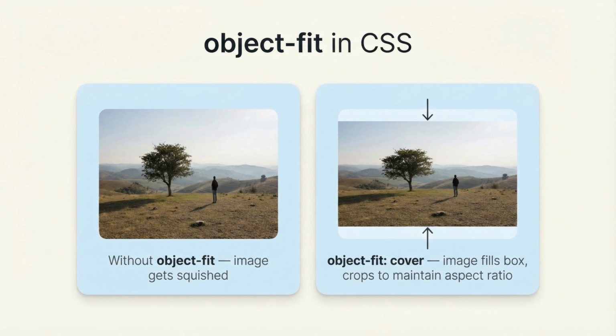The first option is object fit cover. With this value, the image scales up or down to completely fill the container while preserving its natural aspect ratio. If the image is wider than the container, the sides get cropped. If it's taller, the top and bottom get cropped. The important thing is the image never gets distorted. It always looks natural, just cropped to fit the box.